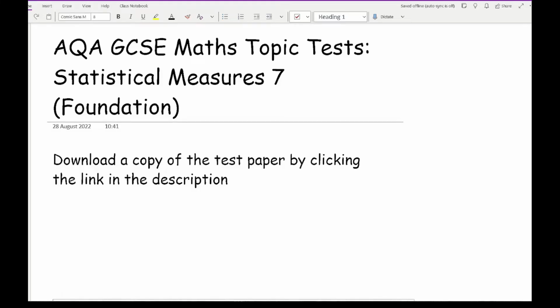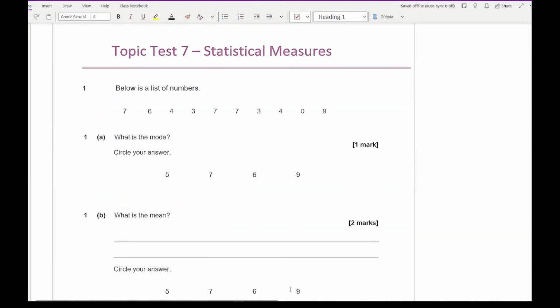Now it's worth mentioning before we get started working through this test that there is no indication about whether any of the questions are specific to a non-calculator or calculator question, so we'll just make sure that we show our full working out. So getting started on question 1, it says below is a list of numbers, and it says what is the mode. We need to circle our answer.